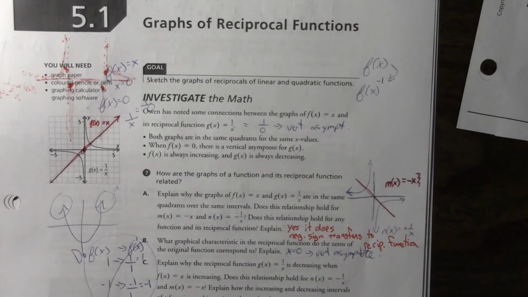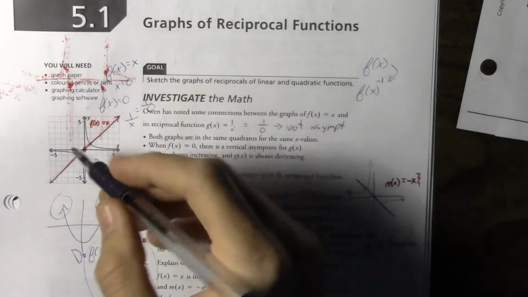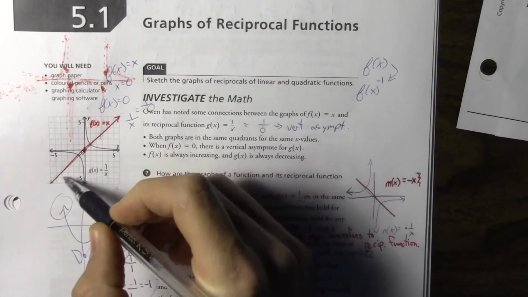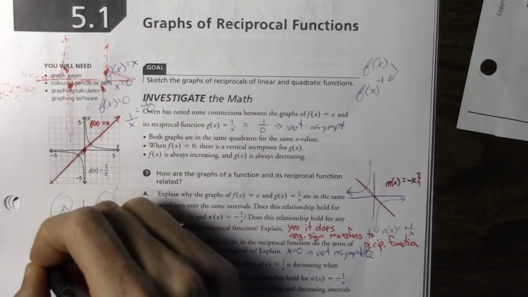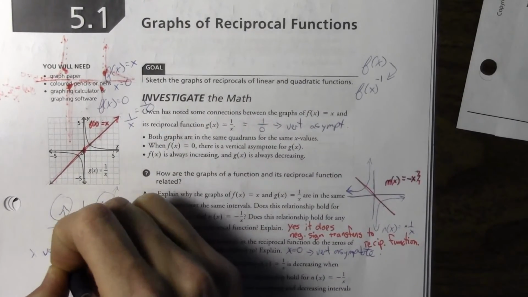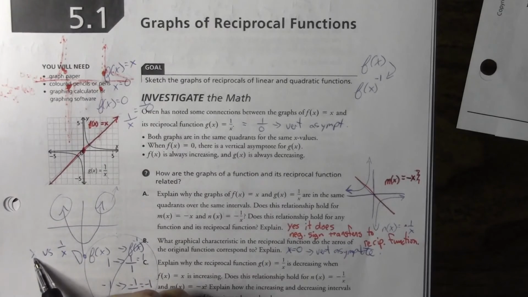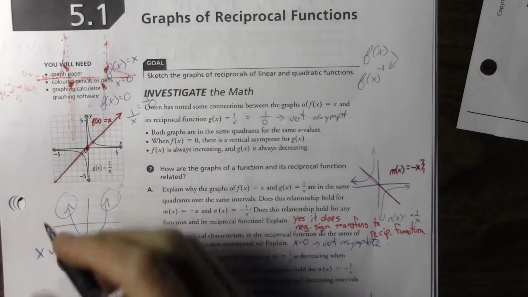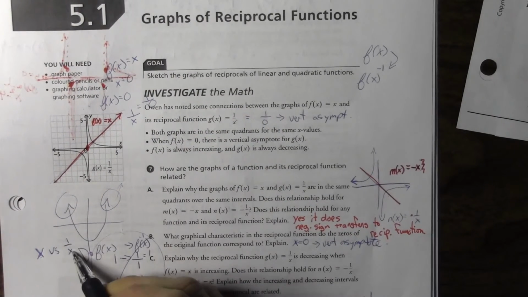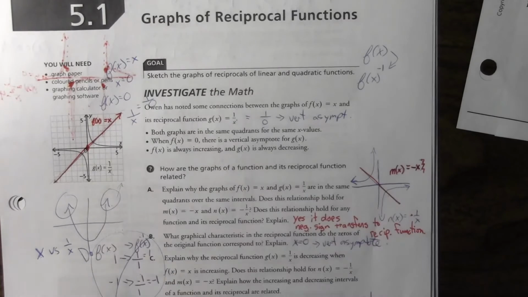Okay? So you should be able to not just memorize all these quote-unquote rules, but rather just go back to this idea of x versus 1 over x. So what's happening on this graph, and then put it 1 over that. And that'll be what's happening on the reciprocal function. Okay?